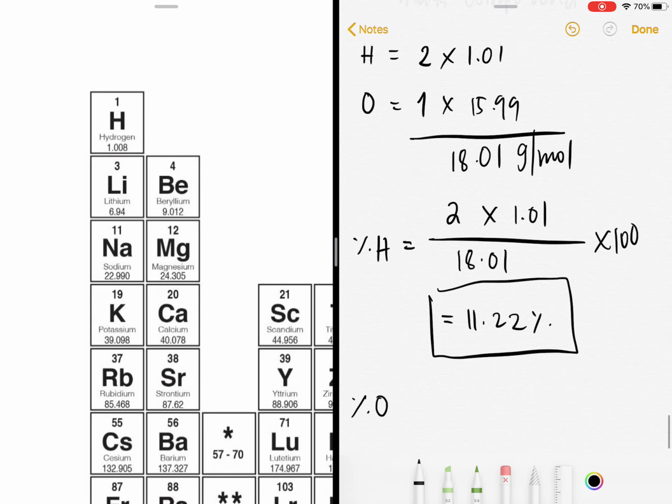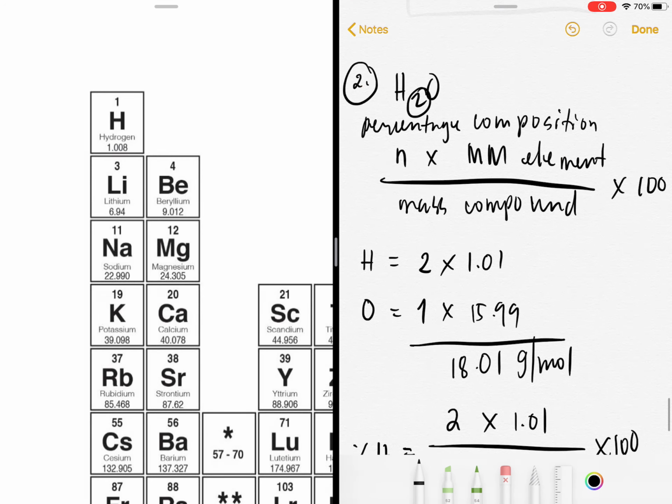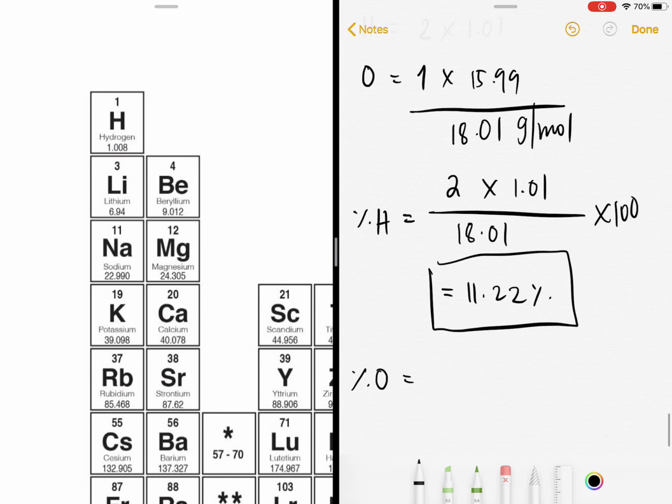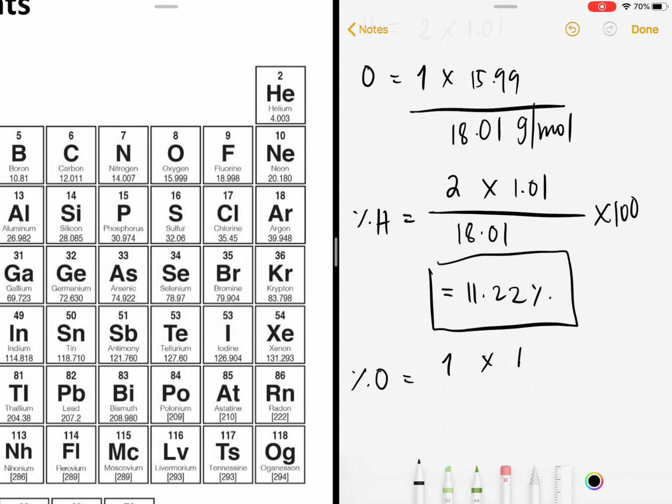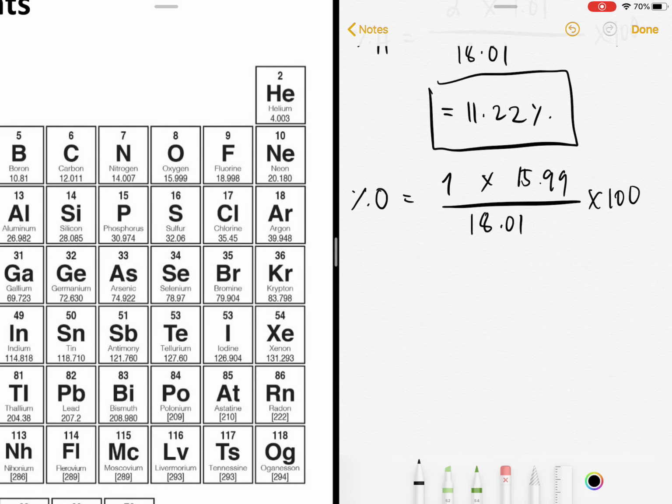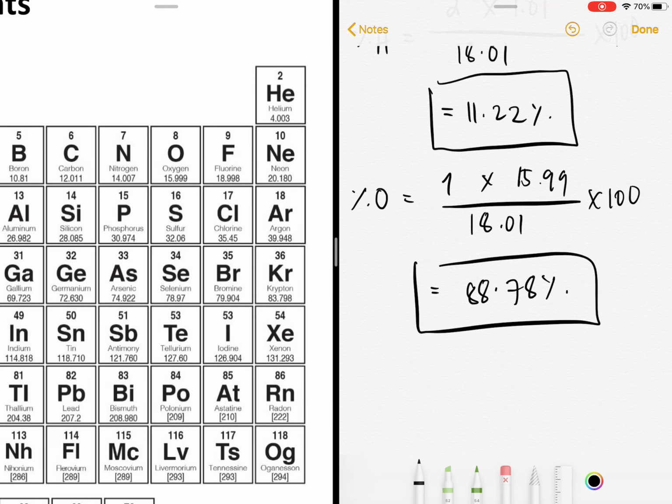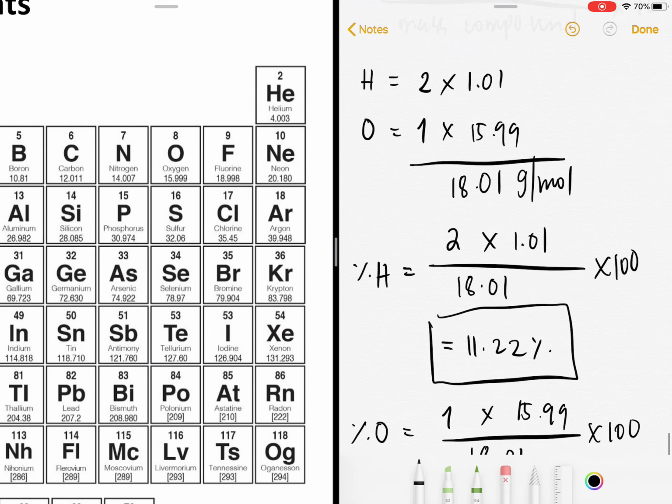Next, tapos na ba? Hindi pa. Kakalculate pa natin yung sa oxygen. So, ilan si oxygen? Wala siyang subscript, so automatic, that's 1. So, this is 1 times the molar mass of oxygen, the element, 15.99 over 18.01 times 100. So, input that in your calculator. Multiply it by 100. Don't forget to do that. It's equal to 88.78%. So, class, if you add the two values, they should be more or less equal to 100.